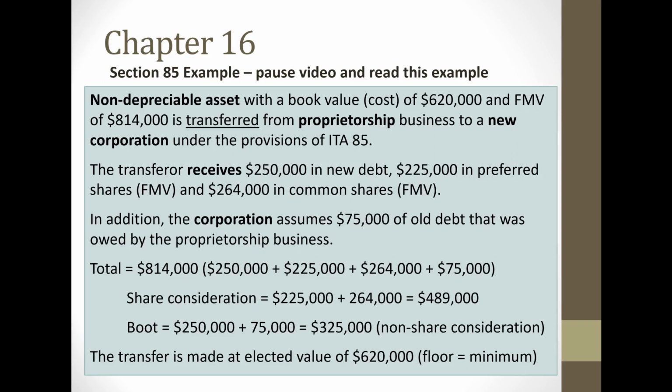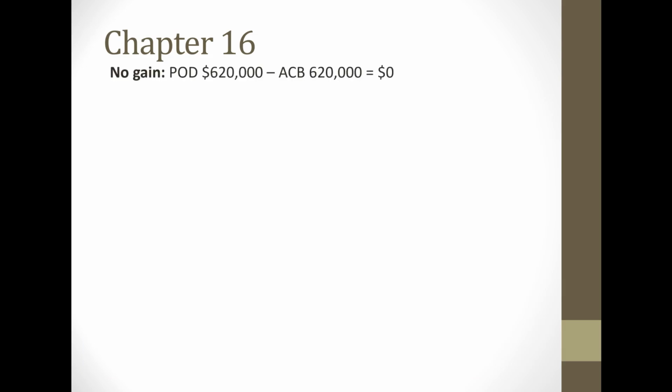Now the transfer is made at the elected value of $620,000, which is the minimum amount that could be transferred at. So let's move on to the next slide and look at the tax consequences. Well, there's no gain. The transfer was at $620,000, so that's going to be the proceeds of disposition. The adjusted cost base is also $620,000, so there's no gain on the transfer. And once again, that's primarily the objective of a Section 85 rollover, is to minimize any tax consequences.